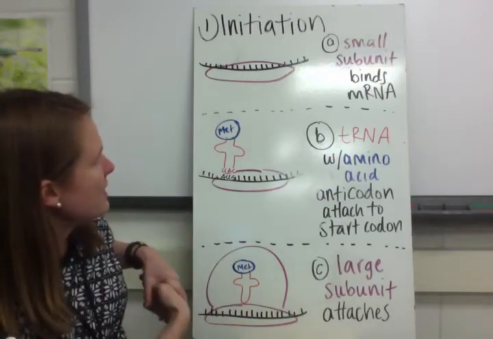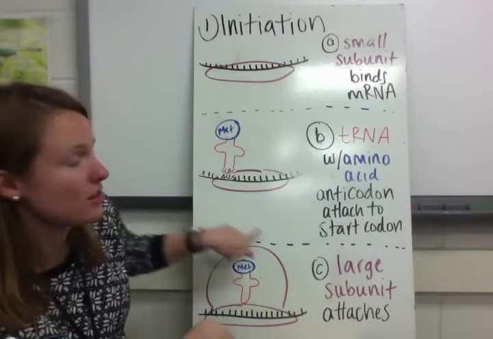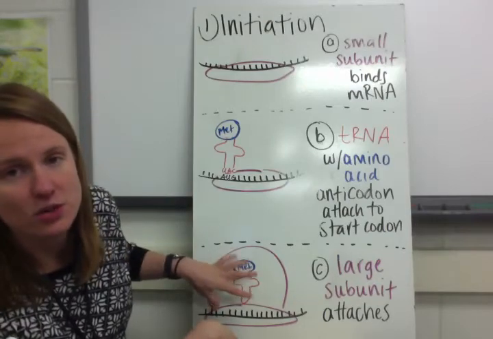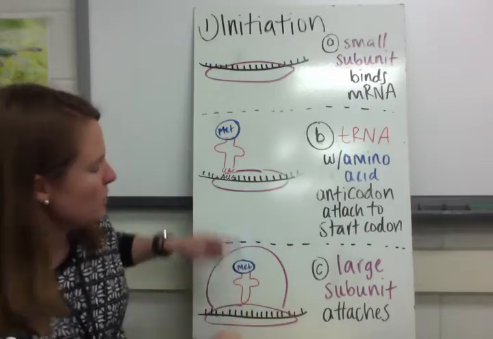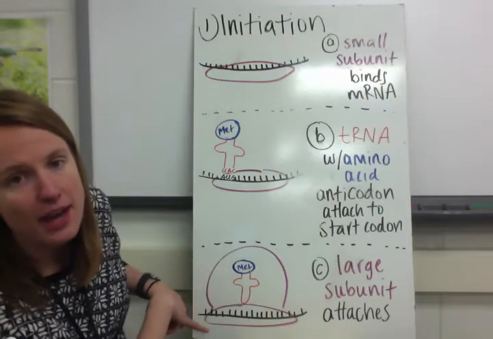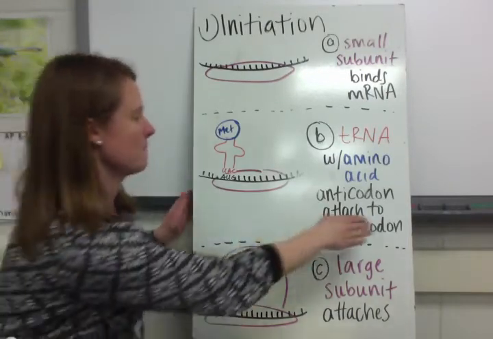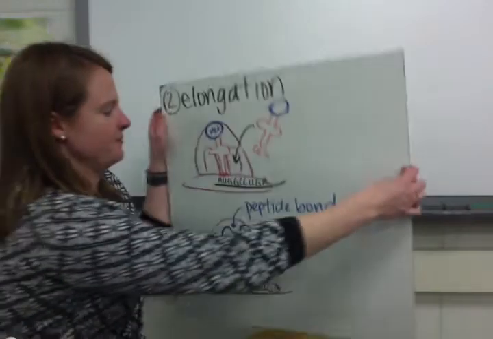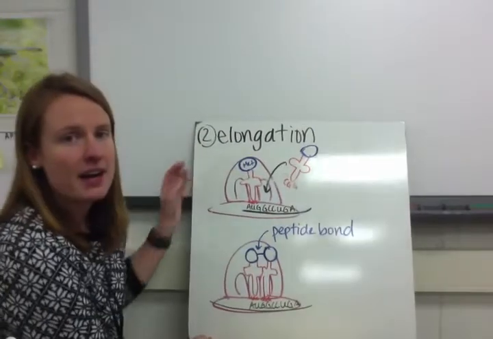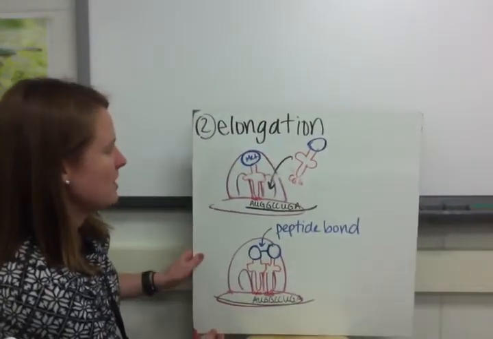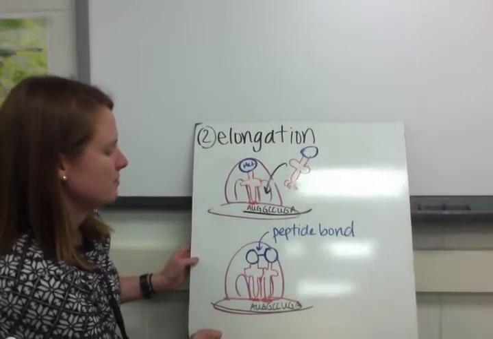The last step in initiation is that the large subunit comes and attaches. That large subunit of the ribosome joins the tRNA and the mRNA that have already interacted with the small subunit. So that was initiation. That's how it gets started. From there, we have elongation.